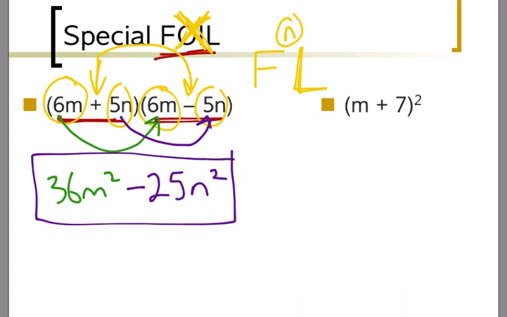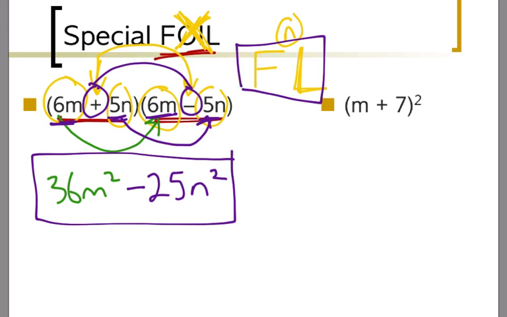You only do that when they're the same numbers, and their difference is one's a plus sign, one's a minus sign. If they're both plus signs, you can't do this. You have to FOIL all the way out, and you'll see that in the next problem. But this is the one situation where you get to do F and L. The reason why you can do that is because these are called conjugates.